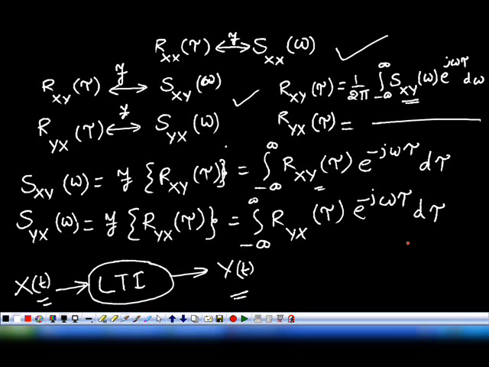So we have the ESD and the ACM. We have the cross correlation functions and the cross density functions. For each cross correlation function, we have the corresponding density function.